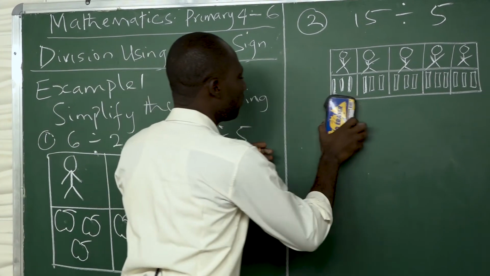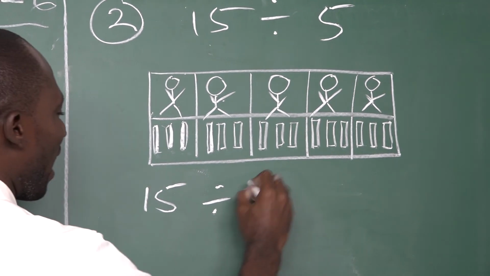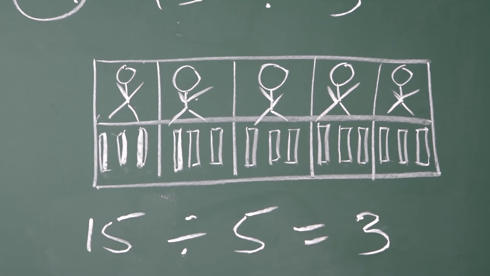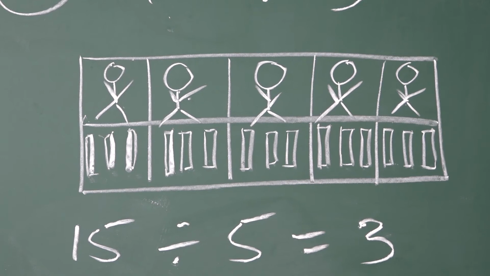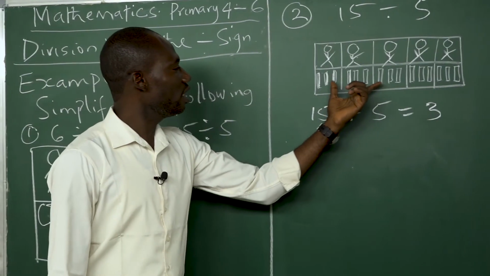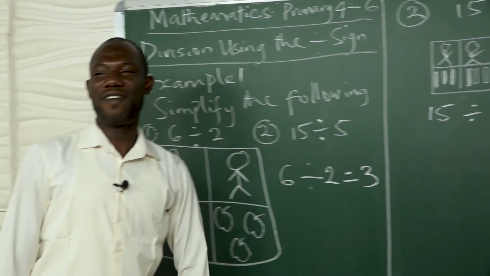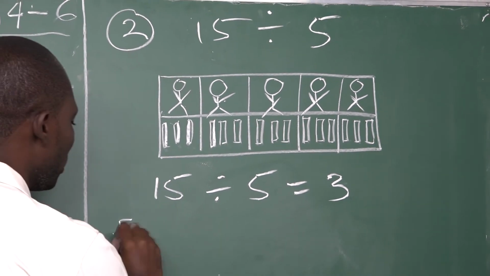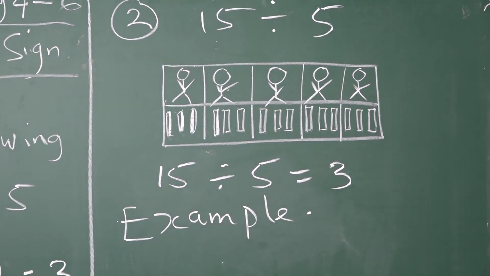We'll now have 15 divided by 5 equal to 3, because each person got 3, just the way we did in solving number 1. The same thing, each person here got 3, so we can say 15 divided by 5 is equal to 3. So we'll be going into solving the next example using long division now.